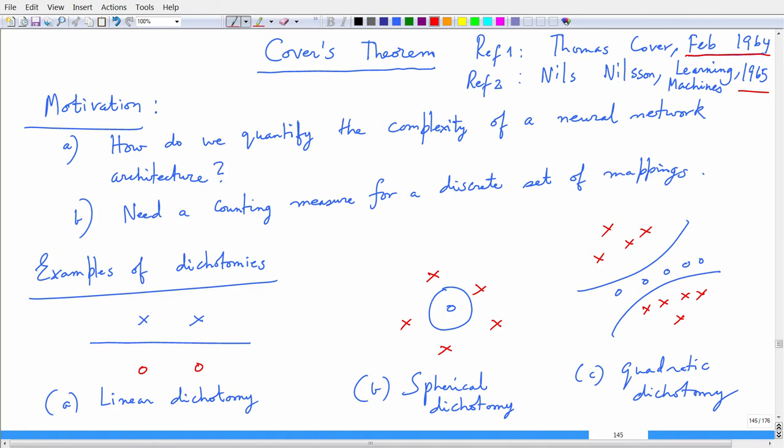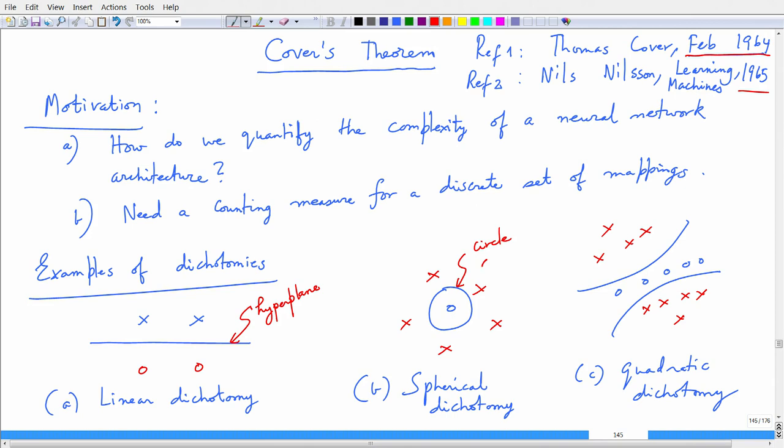To understand this, let us start with a few examples on dichotomies. Figure A here describes linear dichotomy because we have a hyperplane that separates the crosses from the circles, because the discriminant boundary is a plane. We do not have to think only about linear dichotomy, we can have spherical dichotomy. For example, if we observe figure B here, we have these circles that are surrounded by these crosses. One way to separate these two patterns would be to put a circle as the discriminant boundary.